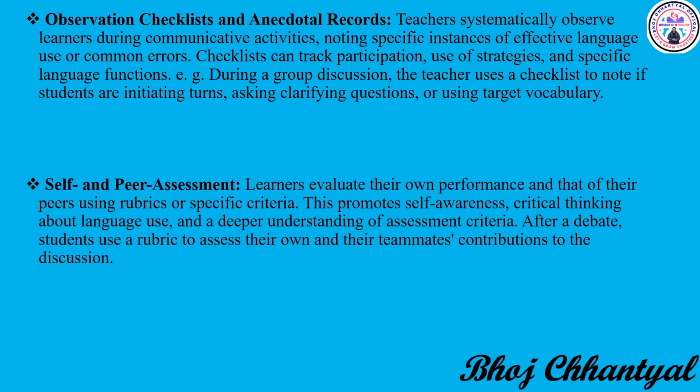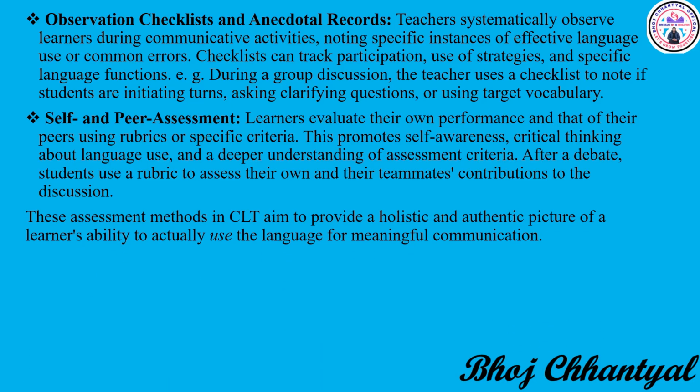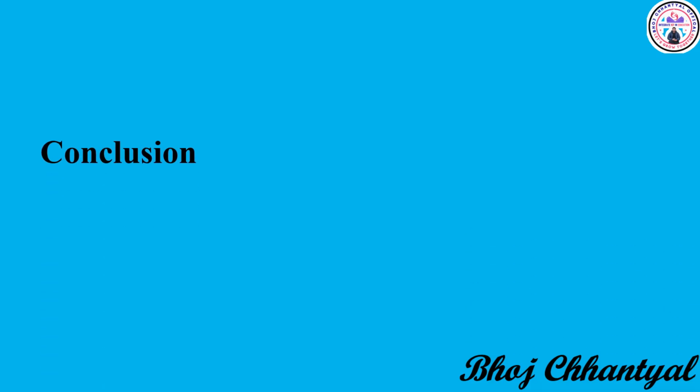or using target vocabulary. Self and peer assessment. Learners evaluate their own performance and that of their peers using rubrics or specific criteria. This promotes self-awareness, critical thinking about language use, and a deeper understanding of assessment criteria. After a debate, students use a rubric to assess their own and their teammates' contributions to the discussion. These assessment methods in CLT aim to provide a holistic and authentic picture of a learner's ability to actually use the language for meaningful communication.